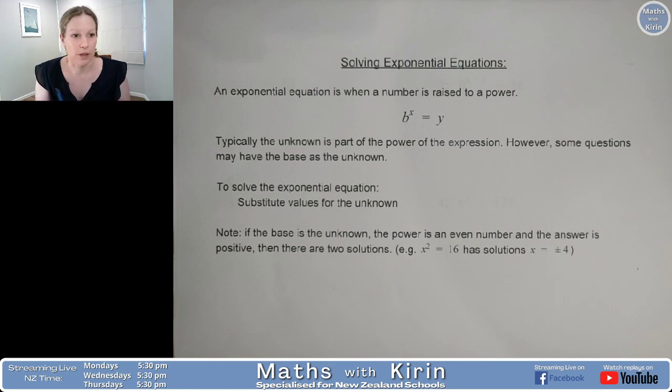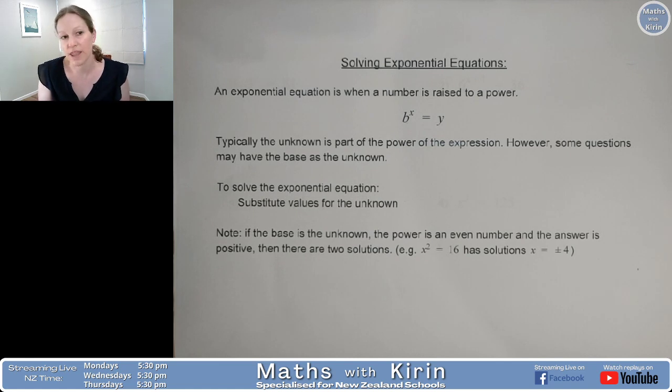To solve an exponential equation, we substitute values into the unknown, and as you'll see when we go through some examples, we use some of the other algebra techniques that we have covered in previous lessons. Sometimes we end up with quadratic equations or linear equations to solve in order to get the answer for the exponential equation.